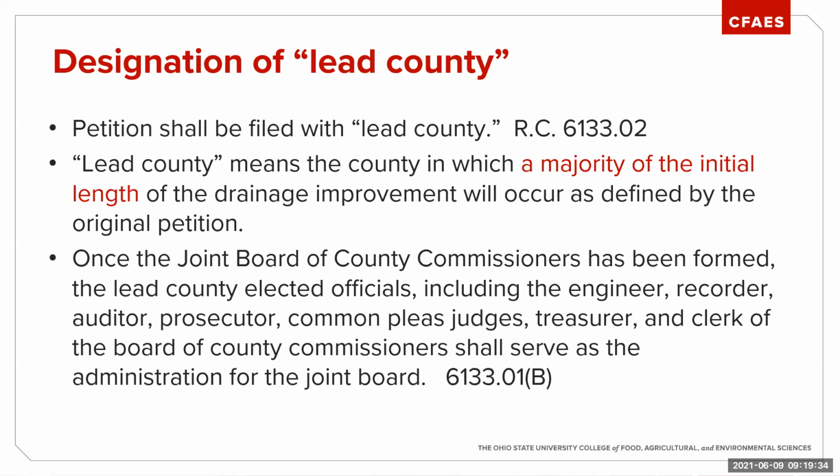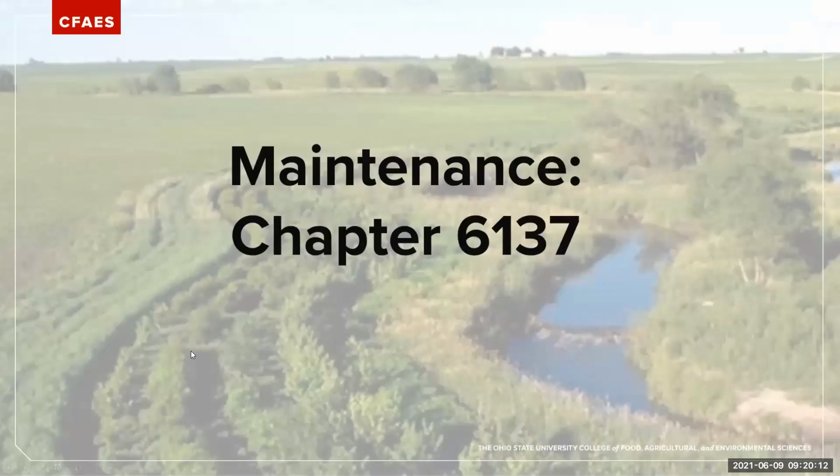You have to file it with the lead county, and the lead county is the county in which a majority of that initial length of the improvement will occur. So we look at the original petition, and we look at the length of that improvement, and we look physically at where most of that lies, and that's the county that the petition will be filed in. Those officials in that county will take the lead on handling the petition, but there still will remain a joint board with representatives from both counties to review the petition. It's just that the lead county will be handling the process and overseeing the procedure.